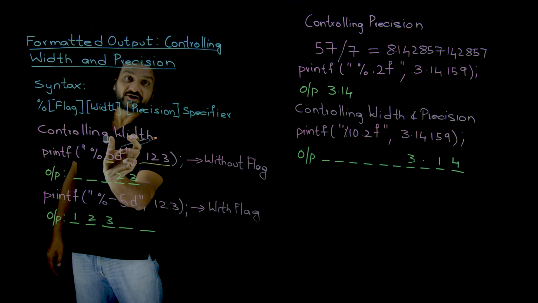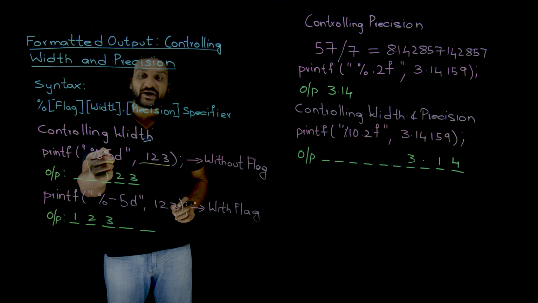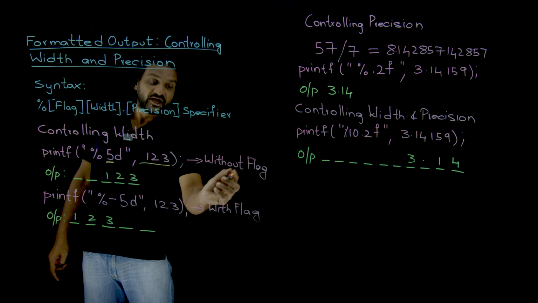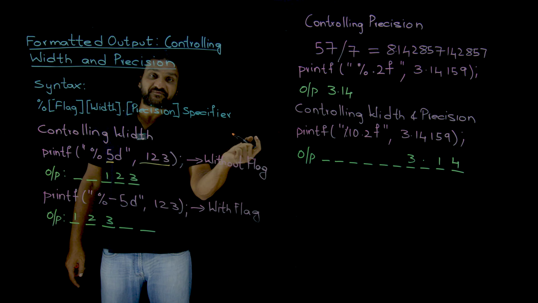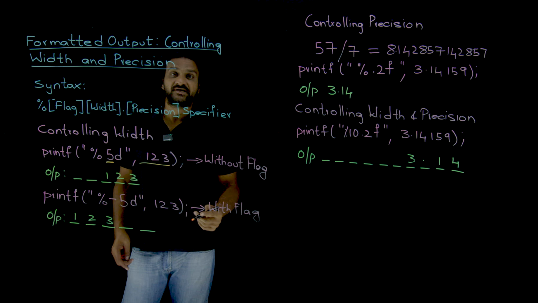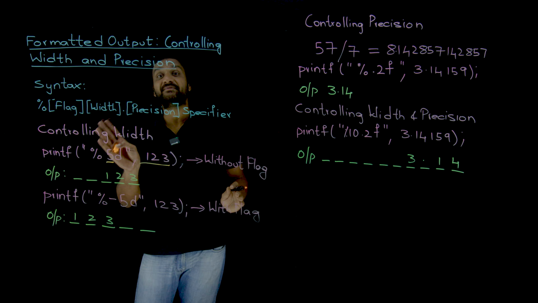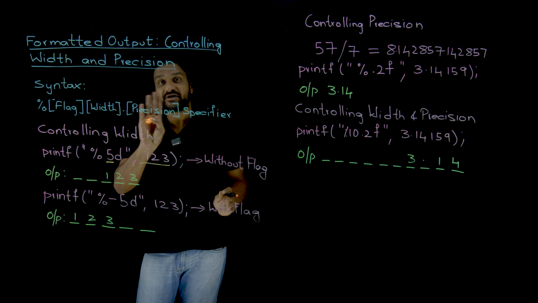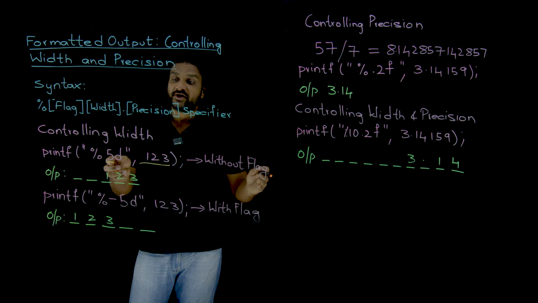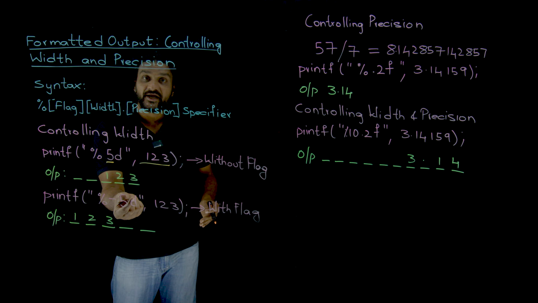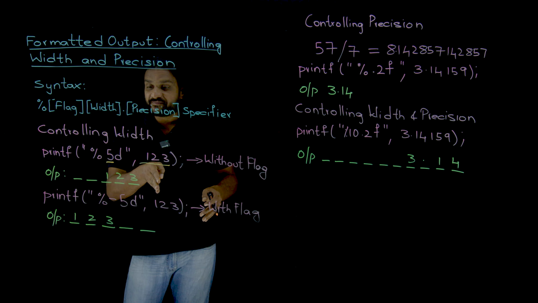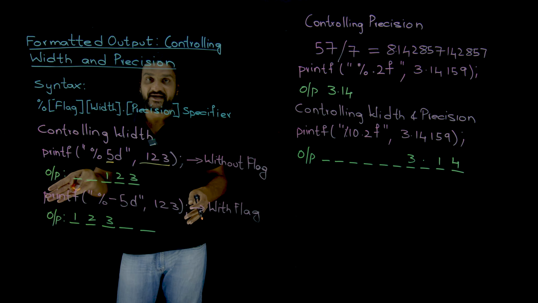Apart from this, we can use a flag along with this 5. So this is without a flag and with a flag. What is that flag? The flag is a minus symbol. Whenever we use %-5d, the width is controlled, but the alignment will also get controlled. How will the alignment get controlled? It will become left aligned. By default, it is right aligned. Whenever we use -5, a minimum of 5 spaces will get allocated and it will be left aligned. Previously, it was right aligned.